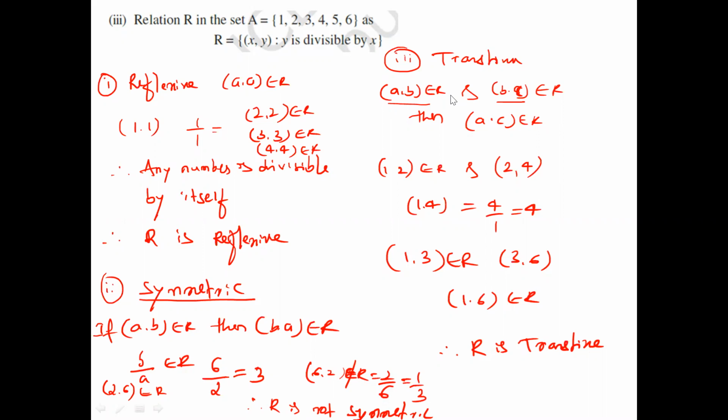Similarly, in the transitive, first (a, b) should satisfy the given relation. What is the relation here? y is divisible by x. After that, (b, c) should also be satisfied. If (a, b) and (b, c) are satisfied, then only you check (a, c). This is the condition for the transitive. Okay, please note down. I'm moving to the next slide.